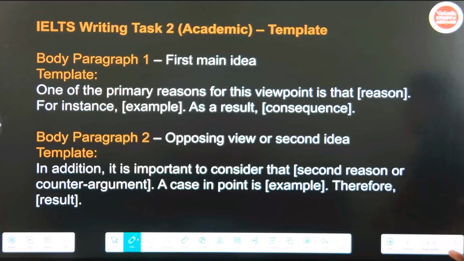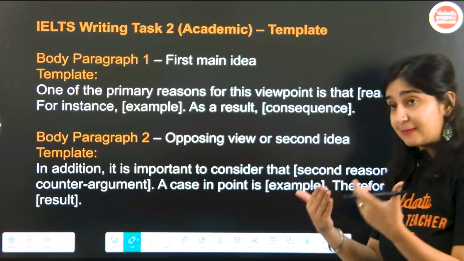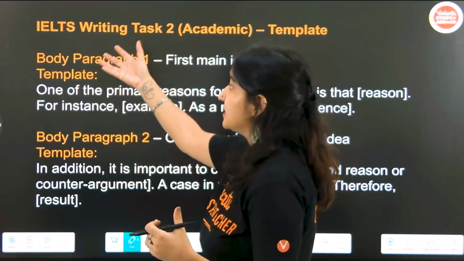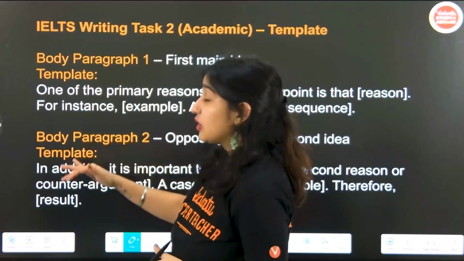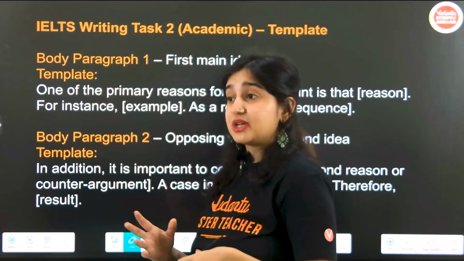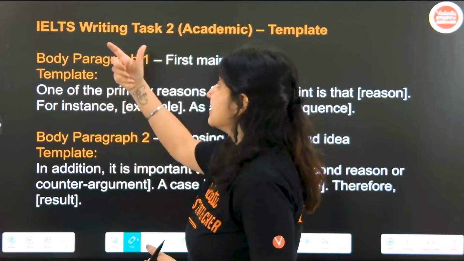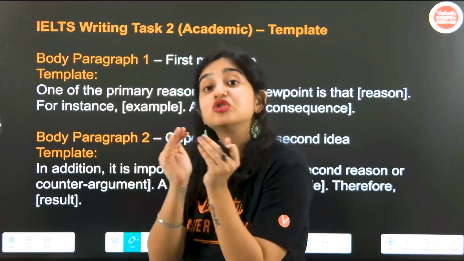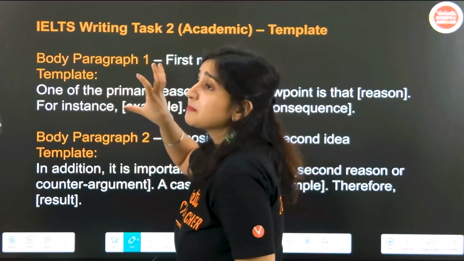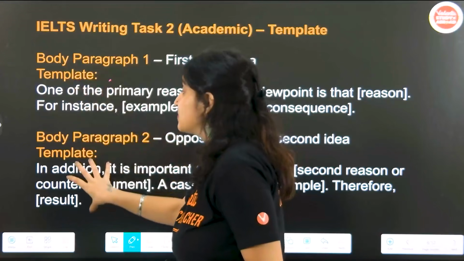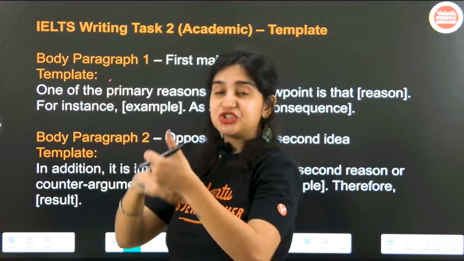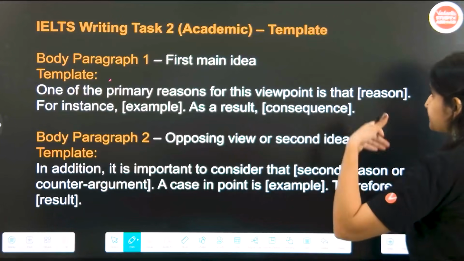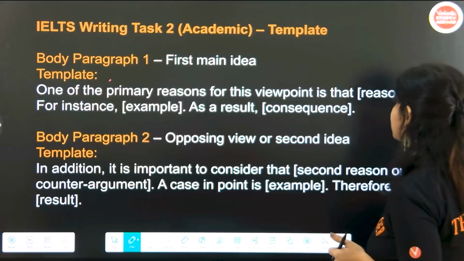Your body paragraph 1 is going to present the first main idea. If you're talking about advantages and disadvantages, then body 1 will provide the advantages, body 2 will provide the disadvantages. If you're talking about two conflicting opinions, this will provide viewpoint 1, this will provide viewpoint 2. If you're talking about just one opinion, this will provide a statement of that opinion, and this will provide additional information about that opinion.